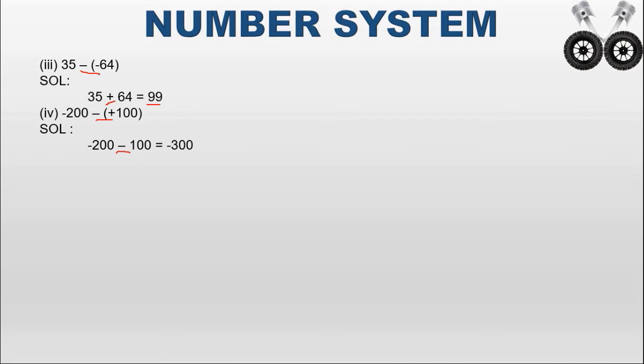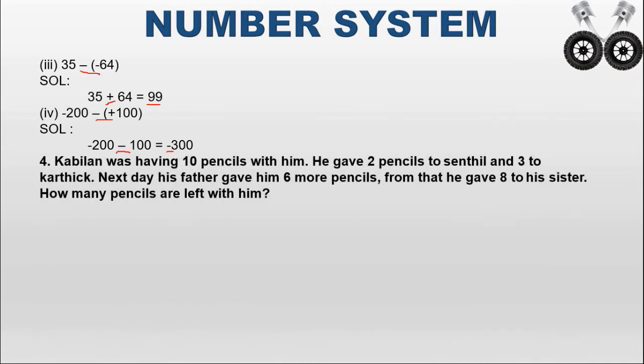Which is the biggest number here? Minus 200. So what is the sign of 200? Minus. So you have to write it as minus 300.